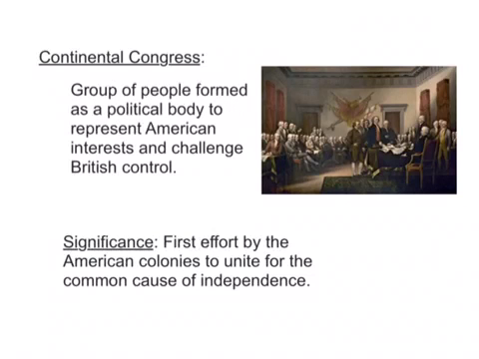Our next key term is Continental Congress. This is a group of people formed as a political body to represent American interests and challenge British control. The significance of the Continental Congress is that it was the first effort by American colonies to unite for the common cause of independence. Make sure you write the significance or draw a picture in the far right-hand side of your vocabulary chart.